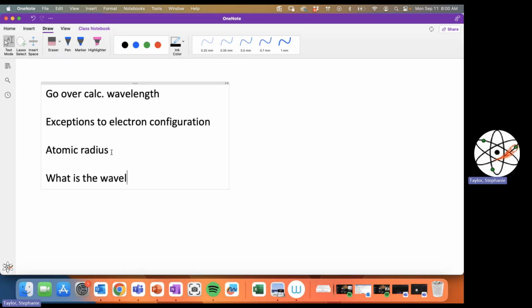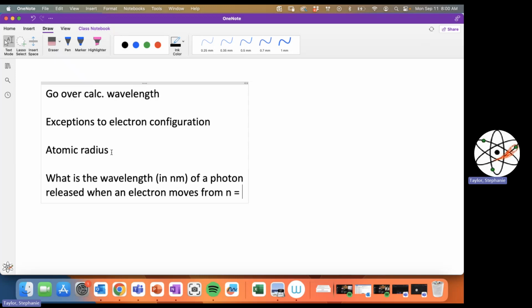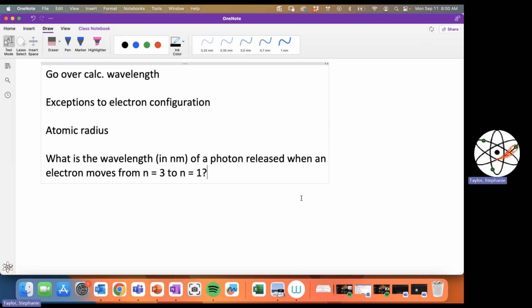What is the wavelength in nanometers of a photon released when an electron moves from n equals 3 to n equals 1? And I personally think of this as being the most complicated because it has the most steps involved.